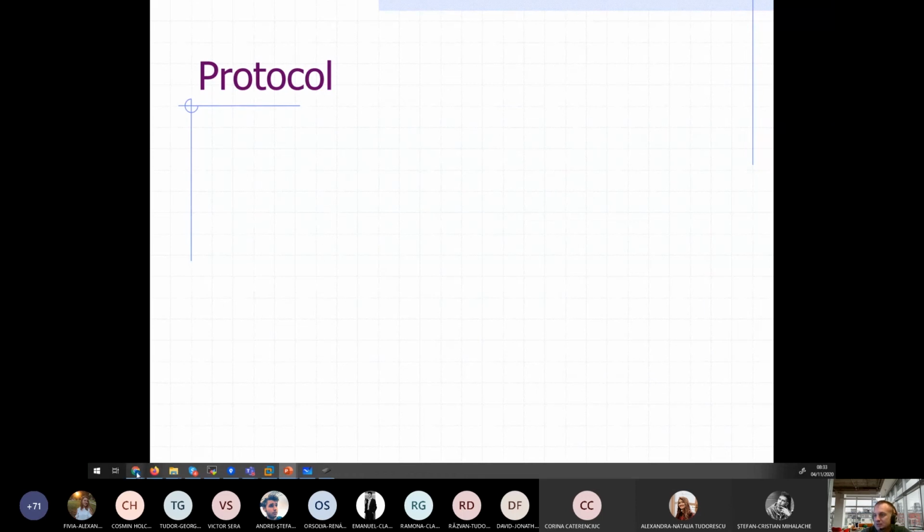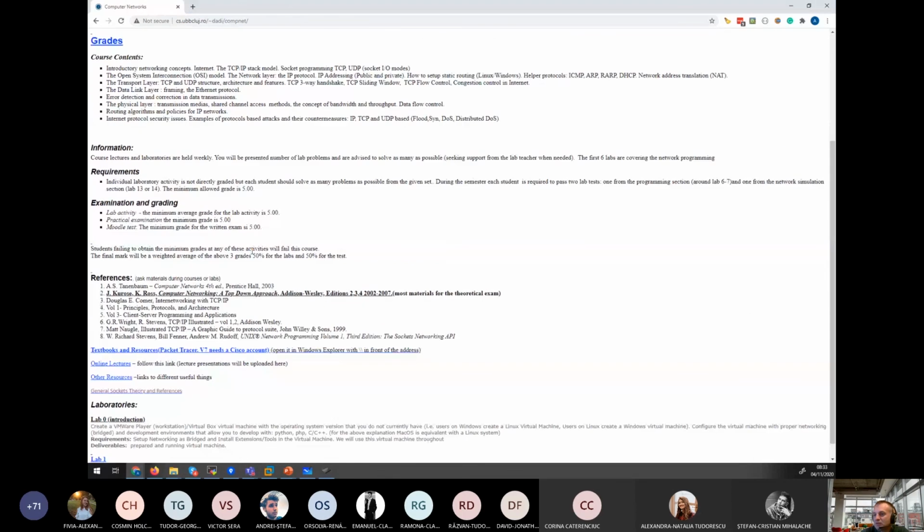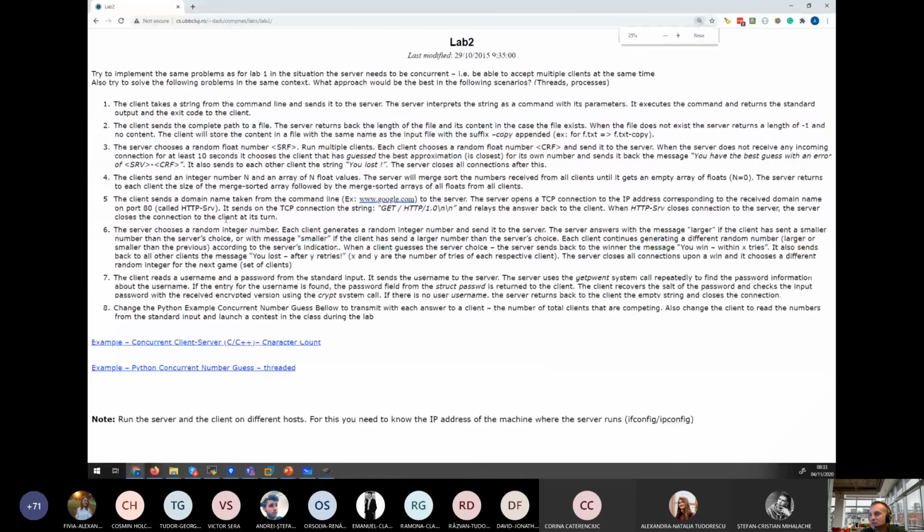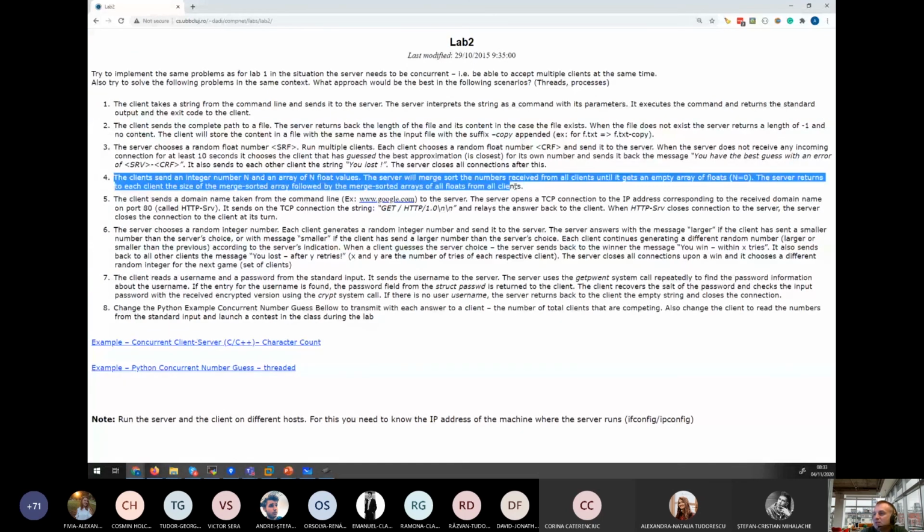Before starting this, I just want you to remember that during the labs we had to implement problems like this one, for example. Let's take this one. We need to implement a client-server architecture where the client sends an integer number and an array of n float values, which the server will merge from all clients until it gets an empty array of floats, and then the server returns to each client the size of the merge sorted array, another number followed by the merge sorted array from all the clients.